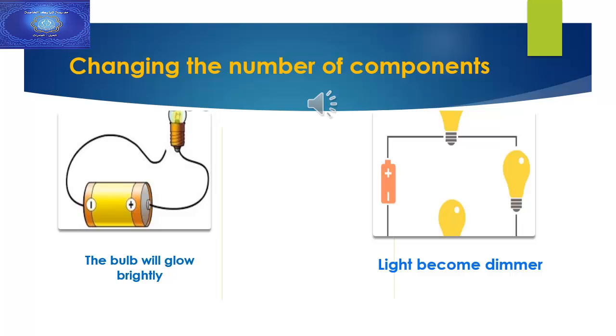Here, I gave one circuit. What can you see here? The bulb will glow brightly because only one bulb is connected here. From this second picture, what do you understand? The bulbs glow less because there is only one battery to supply the electricity for three bulbs.